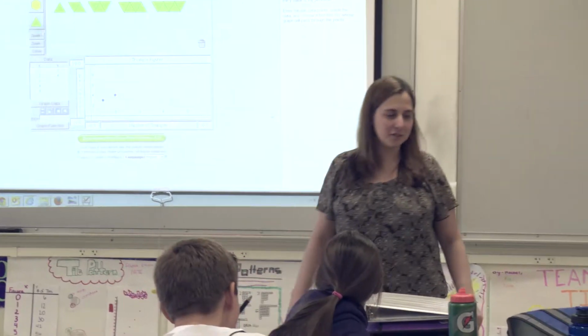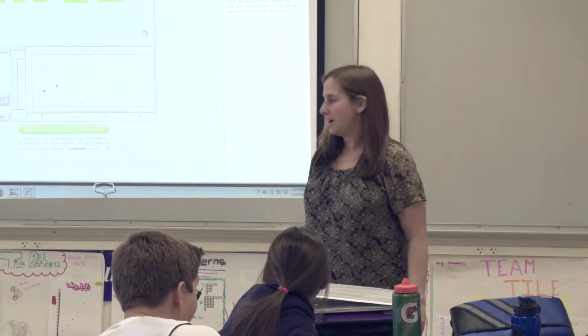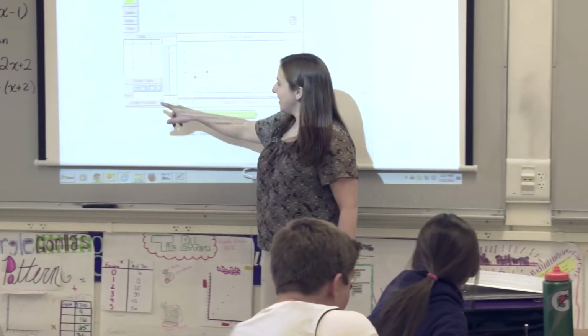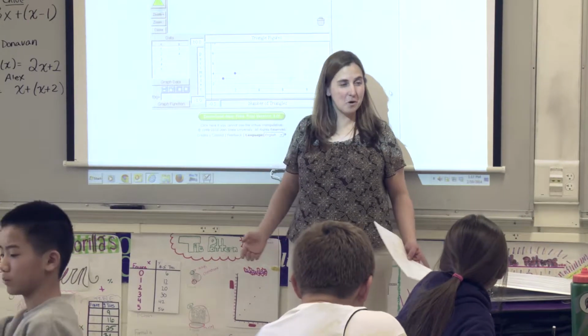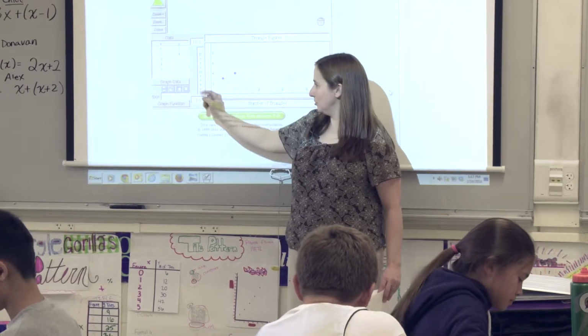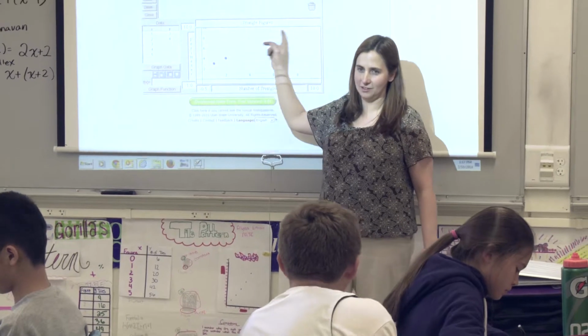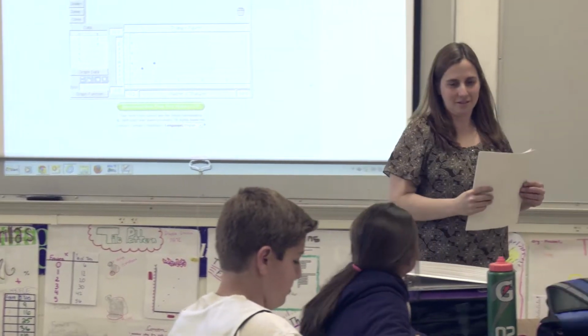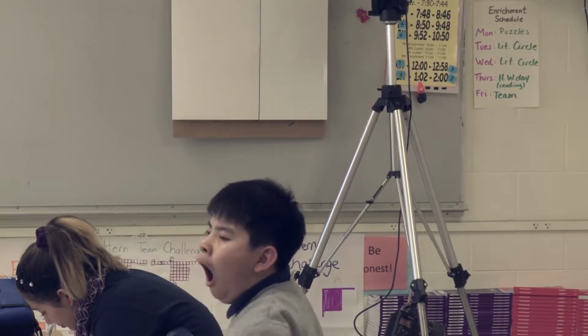Everyone has their table done. Majority of people are just about done with their graph. What I want you to do now is think about a rule, just like what we did in the warm-up, that we could use to figure out what comes next in this scatter plot. Oh, and I forgot to give you guys whiteboards.